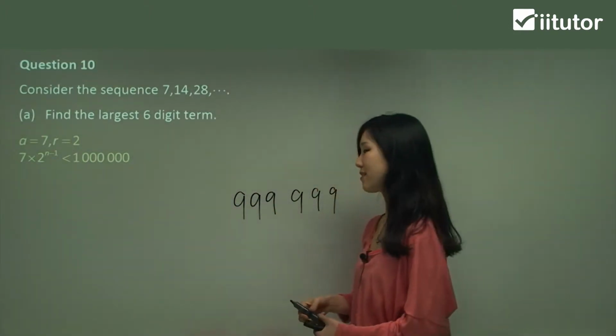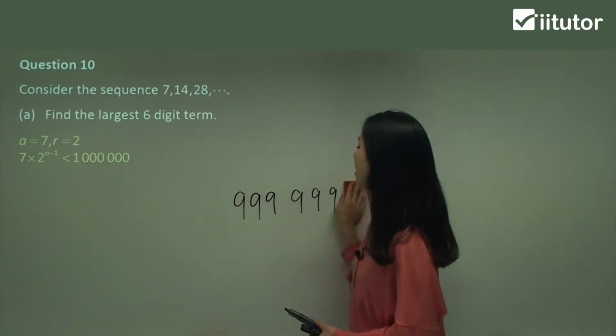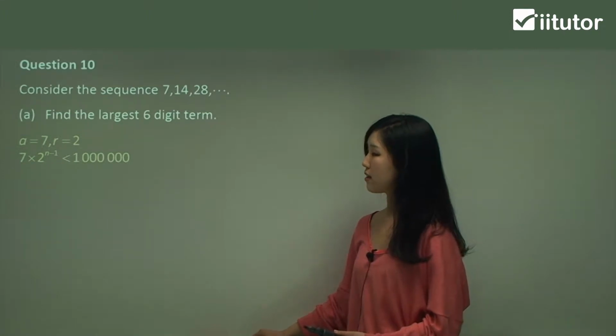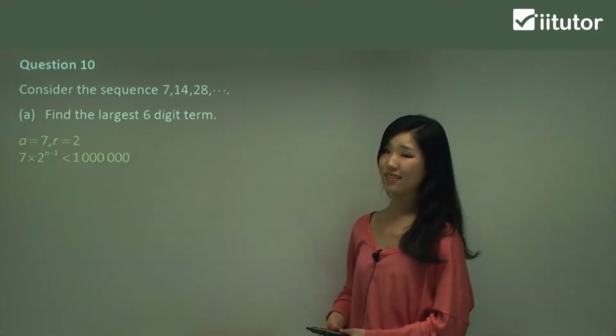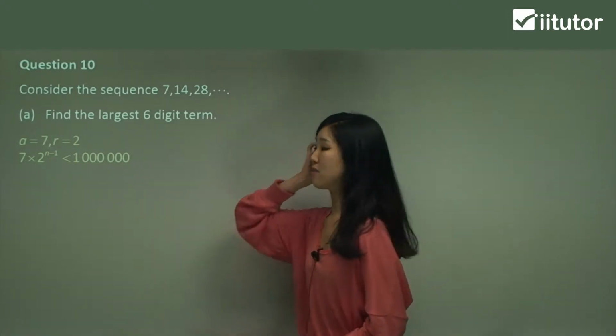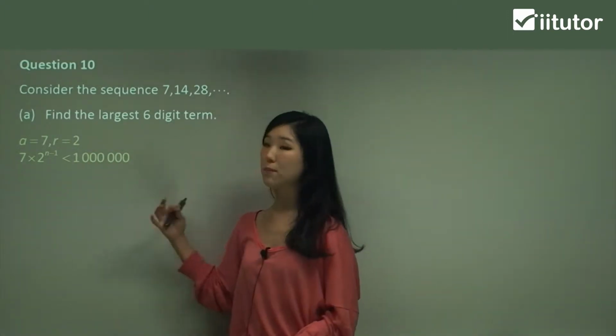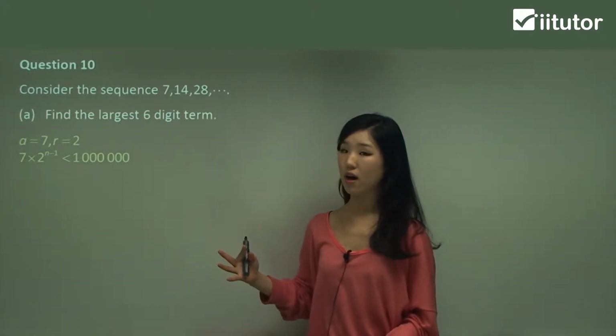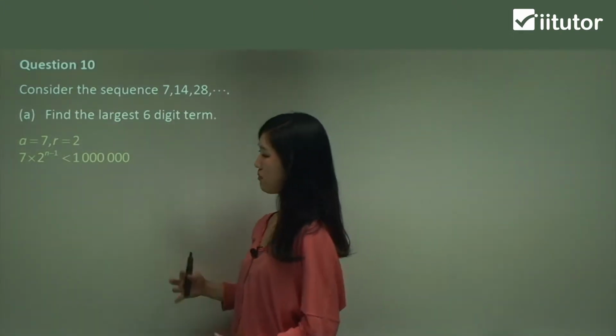I hope that makes sense, guys. This is something you must understand, because this is a very commonly occurring question. Have a look at that. That's basically why I put this kind of sign, and this is the reason why I chose 1 million as my number. It's the smallest 7-digit number, so we must find a number just before that.